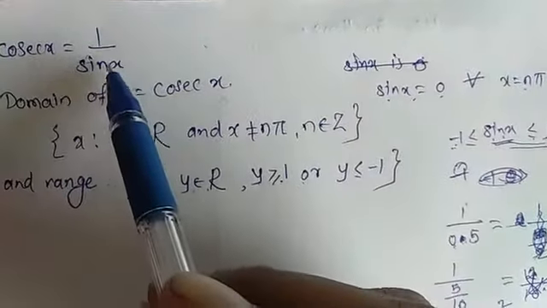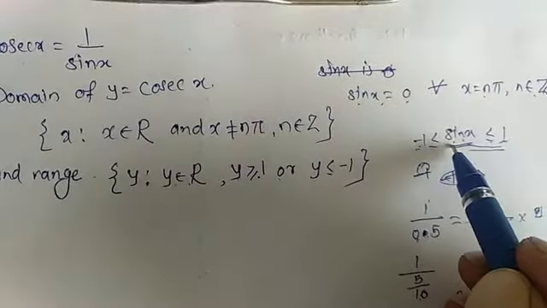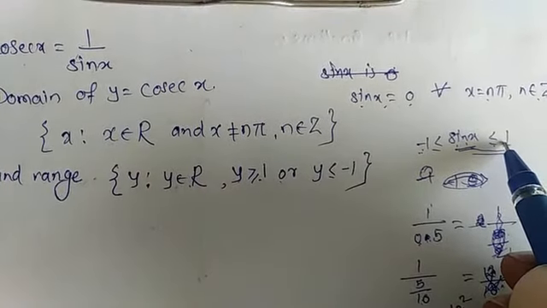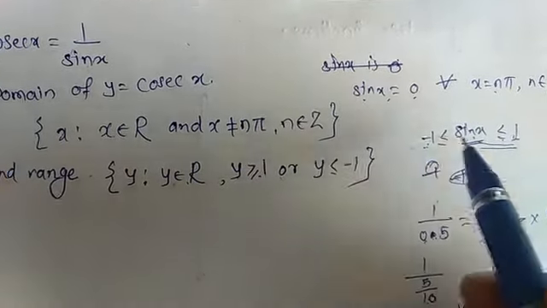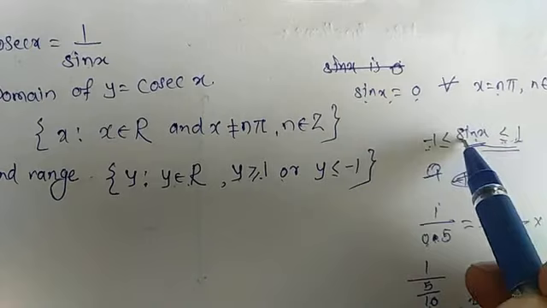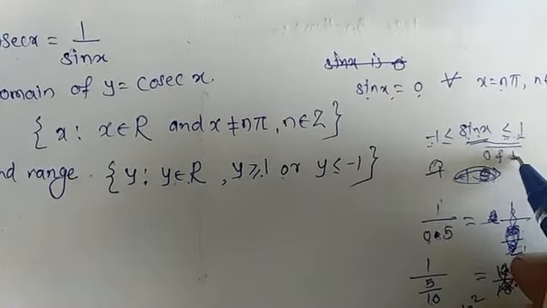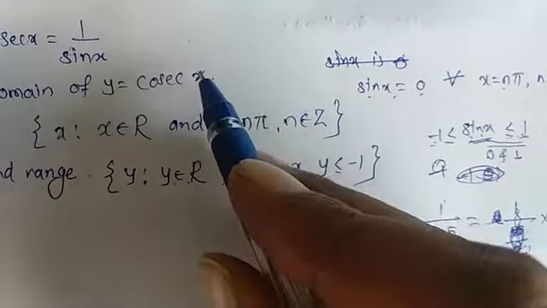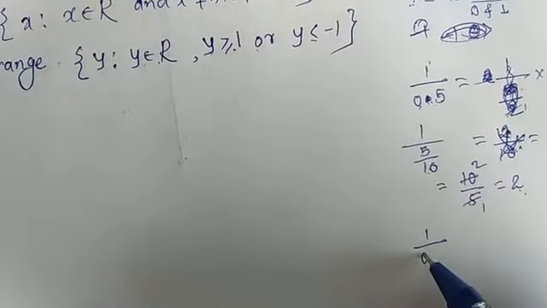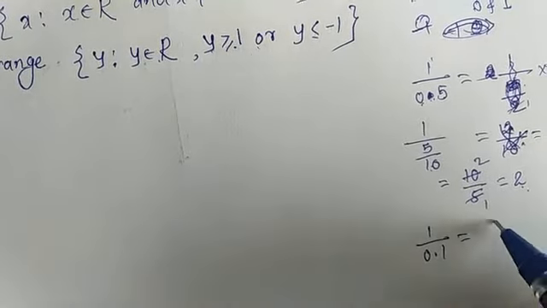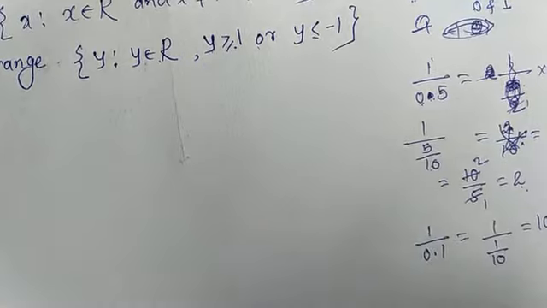From this you can see that the value of sin is less than or equal to 1. For 1 it will be 1, but for values between 0 and 1 it will be greater than 1. If you consider 0.1, then 1 upon 0.1 is 1 upon 1 upon 10, which is equal to 10.